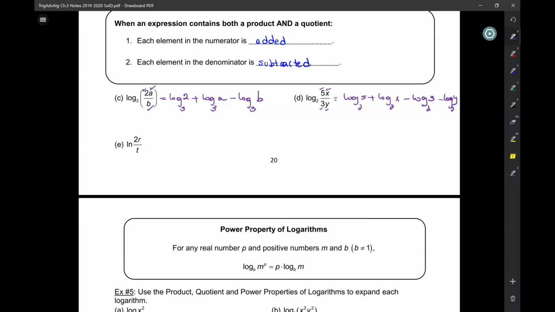All right, I'm going to give you 10 seconds to do the next one. Yep, ln of 2 plus ln of r minus ln of t.